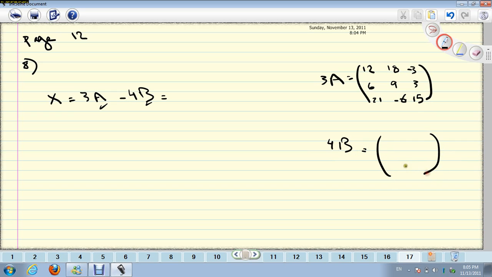I'm going to get 4B now, equals 4 times 3, it's 12. 4 times -1, it's -4. 4 times 4, it's 16. And 4 times 6, it's 24. 4 times 5, 20. And 4 times -1, it's -4. 4 times 0, it's 0. And here is 0. And 4 times 1 is 4.